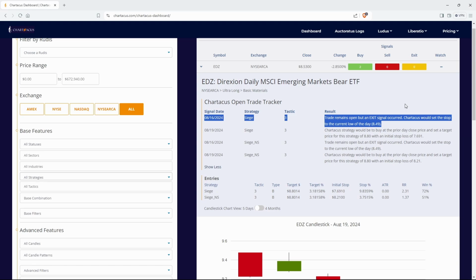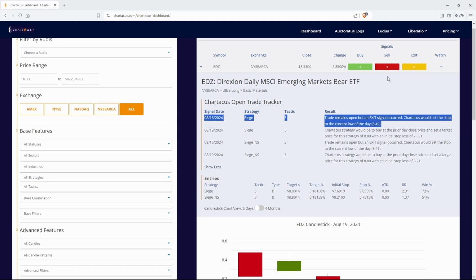Chartacus would set the stop to the current low of the day, and since this is before the market opened, Chartacus means the low of yesterday, which was $8.49. So basically, Chartacus is seeing greater risk in this trade due to the decline seen yesterday, and is immediately raising the stop loss order by 55 cents. And by doing so, if EDZ keeps declining, then Chartacus has reduced the potential loss on the trade.